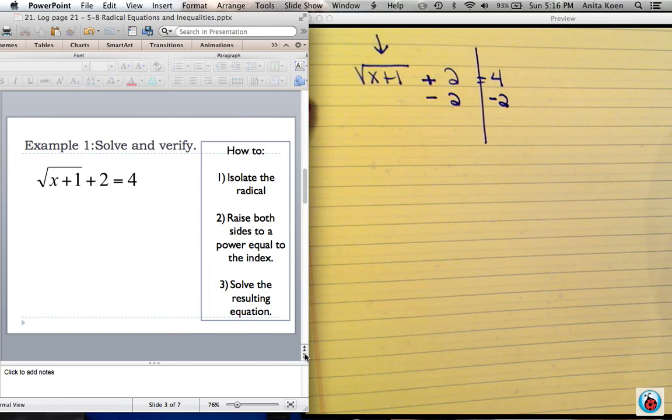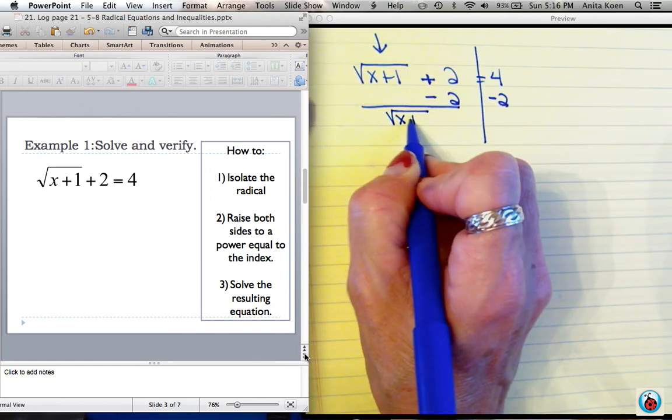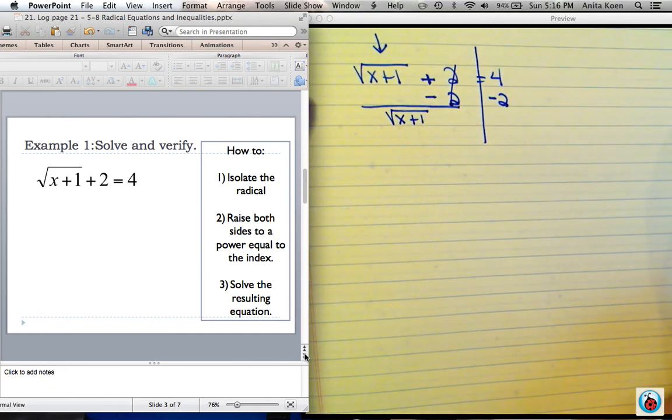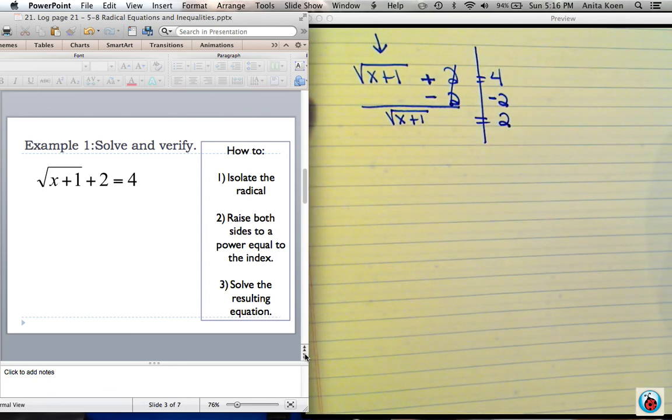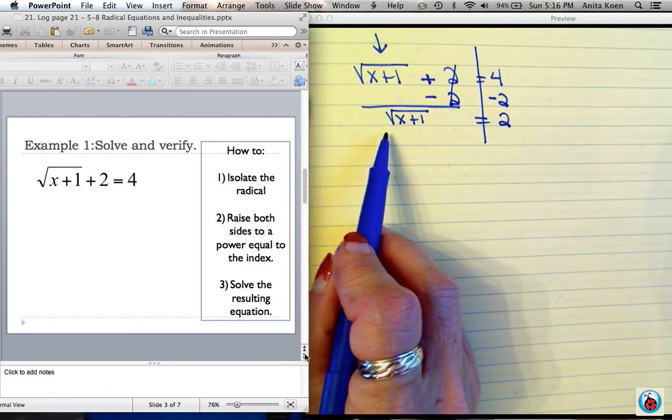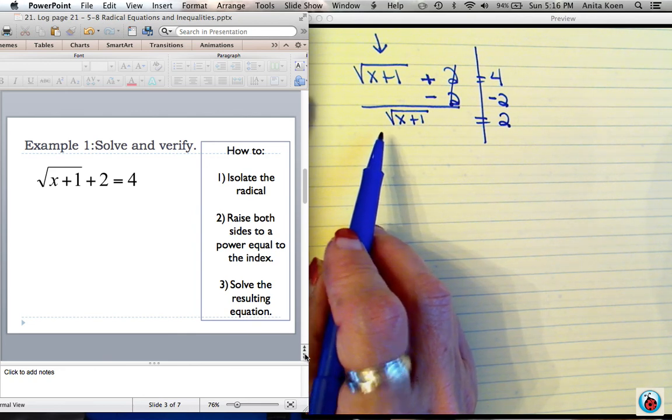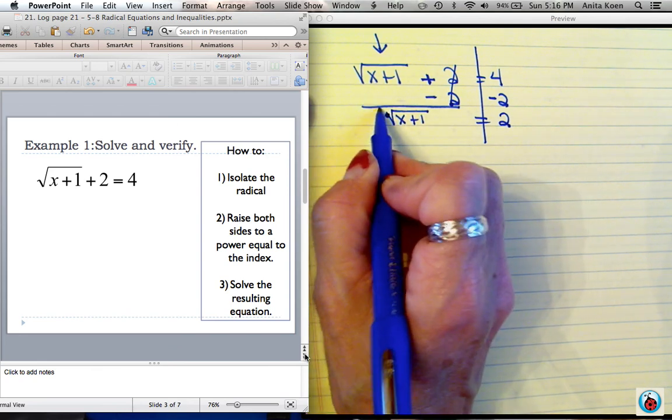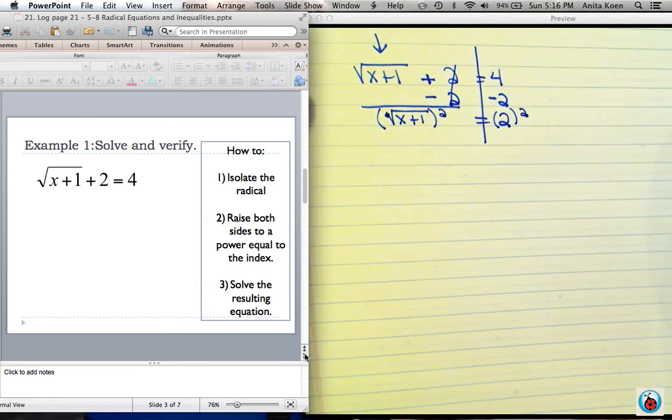When I subtract 2 from both sides of this equation, that isolates the radical, because 2 minus 2 is 0. On the other side of the equation, I have 4 minus 2, which is 2. Now I have my radical all by itself. The second step says to raise both sides to a power equal to the index. The index here is an understood 2. So let's raise both sides to the second power.